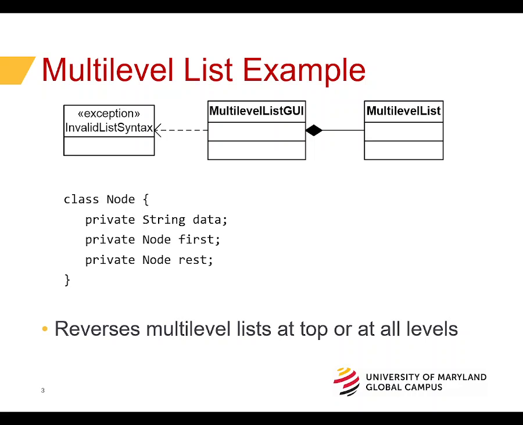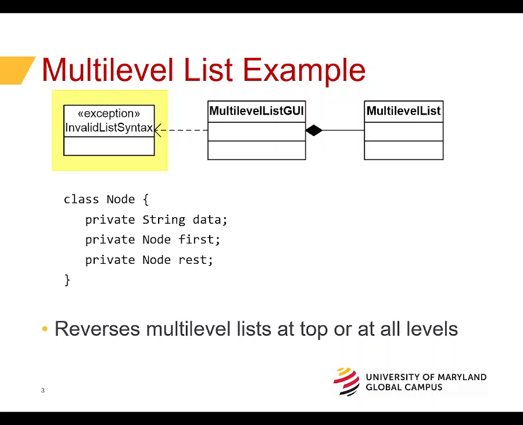To illustrate the use of multi-level lists, we will examine an example that performs list reversal. The program consists of several classes. The multi-level list class defines lists of this type. The multi-level list GUI class defines the user interface that will allow the user to enter multi-level lists and perform either type of list reversal.